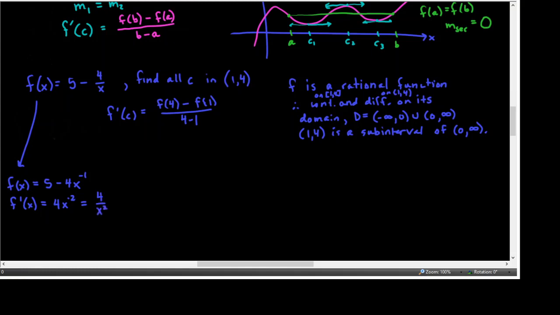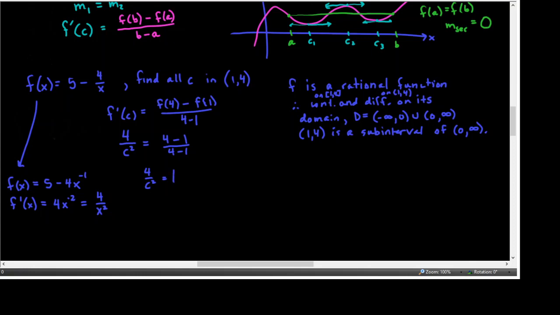And so now that we know the derivative, f prime of c, that means we're going to put c in for x. So 4 over c squared has to equal, now f of 4, that's 5 minus 4 divided by 4. 5 minus 1 is 4. Minus f of 1, 4 over 1 is 4. 5 minus 4 is 1. Over 4 minus 1. So 4 over c squared is equal to 1.